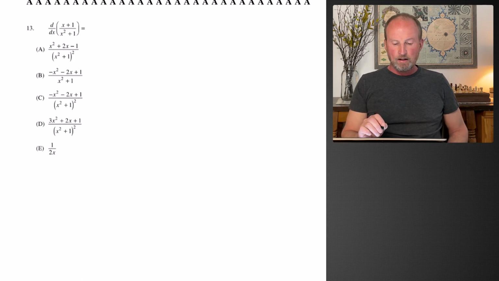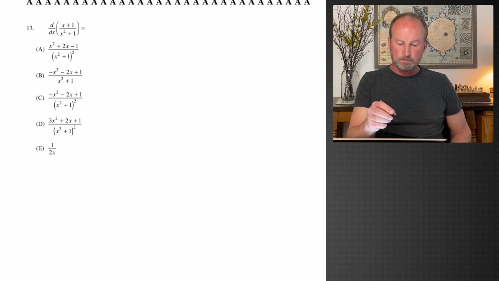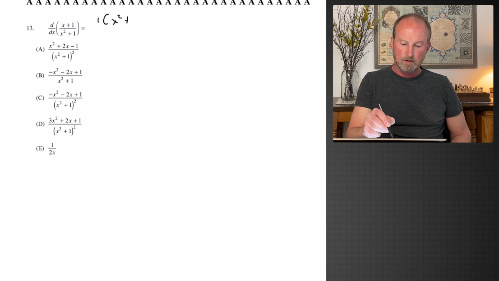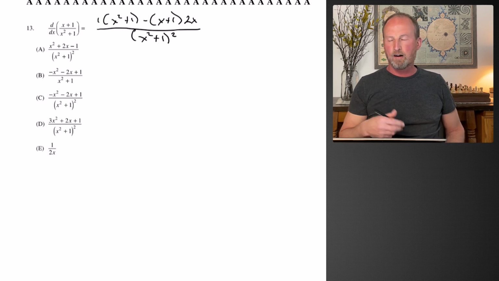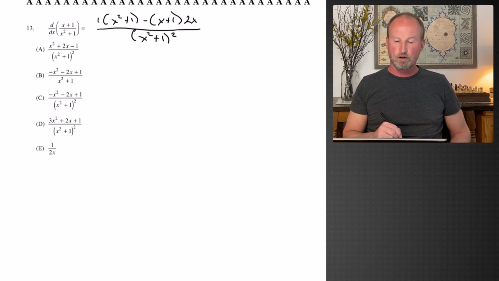Question 13. Take the derivative, good old quotient rule. Derivative of the top times the bottom, minus the top times the derivative of the bottom, all over the bottom squared, written correctly. I know there's a lot of people who do high d low, low d high over low low. I just like derivative of the top times the bottom minus top times derivative of the bottom, all over the bottom squared.